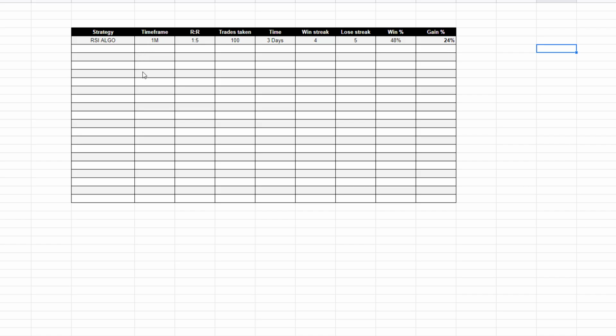So the spreadsheet is really basic, of course, but you probably get the point. The strategy that we've used is the RSI ALGO, time frame 1 minute, risk reward 1.5. This is the most used risk reward for me. I've taken 100 trades. It took me only 3 days, of course, because it's a 1 minute. Highest win streak 4, highest lose streak 5. Win percentage was 48, and the gain on the account was 24%. It's not the best, of course. It's number 1 now.